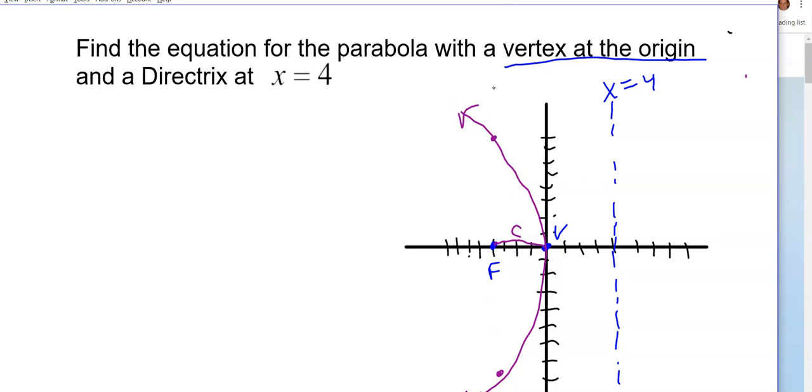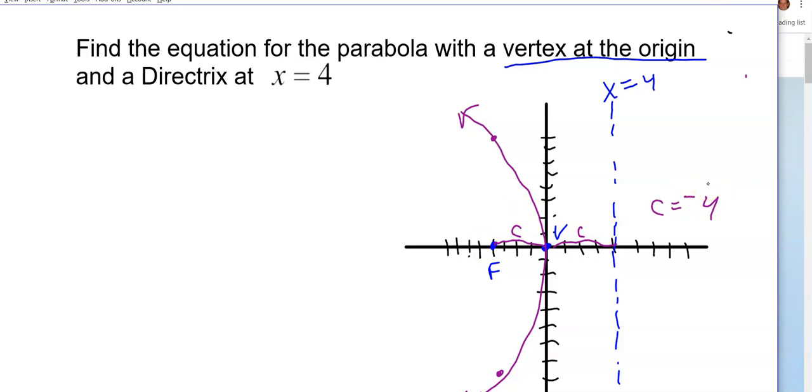Okay, let's write the equation of the parabola. So let's just write what c is. So c is a distance there of 4. So is c equal to 4, or negative 4? That's always the question. It opens to the left. So this is definitely a negative 4 right there.